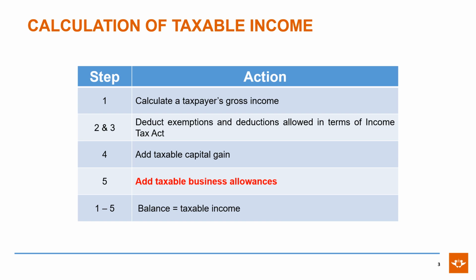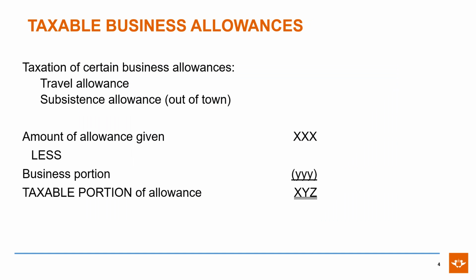Allowances should not be confused with reimbursements. A reimbursement is when a business expense is made by an employee and they are subsequently reimbursed by the employer. These amounts are also not taxable. The types of business allowances that we'll be looking at are travel allowances and subsistence allowances.